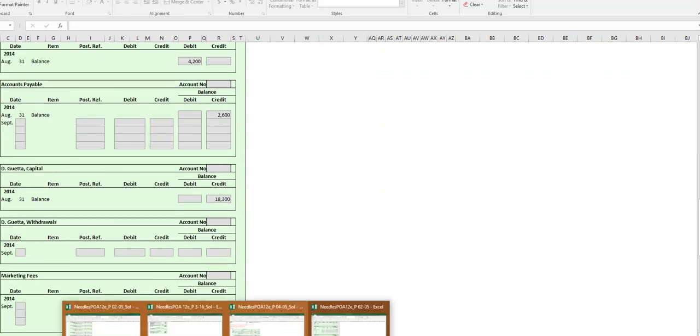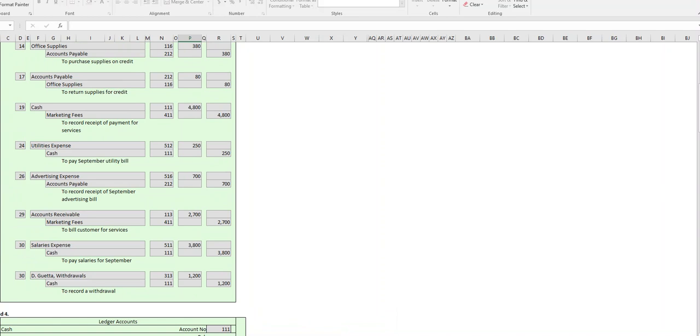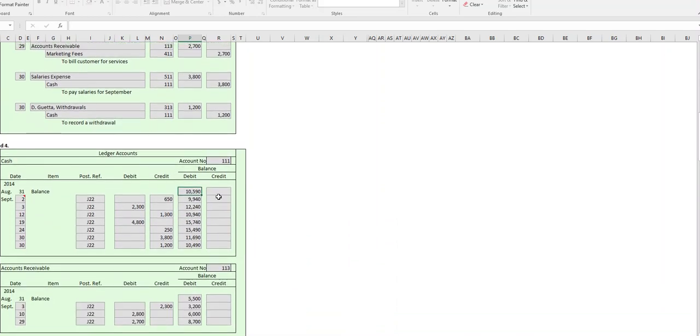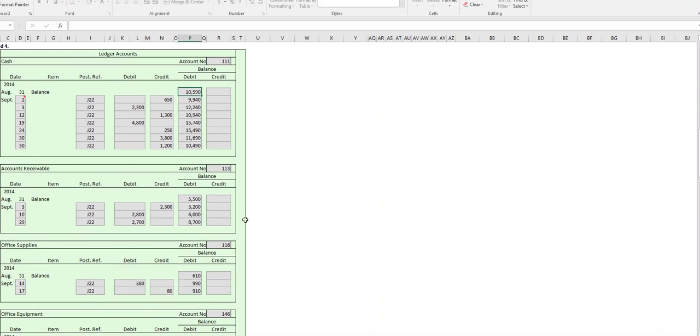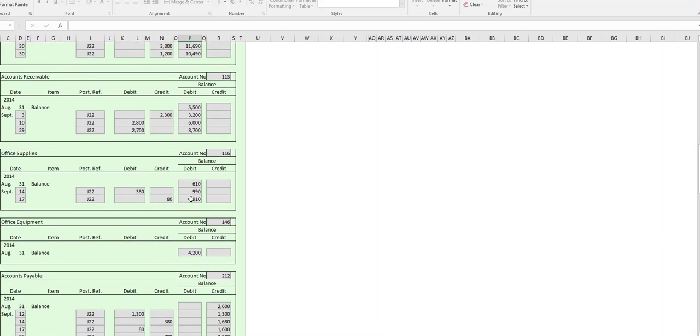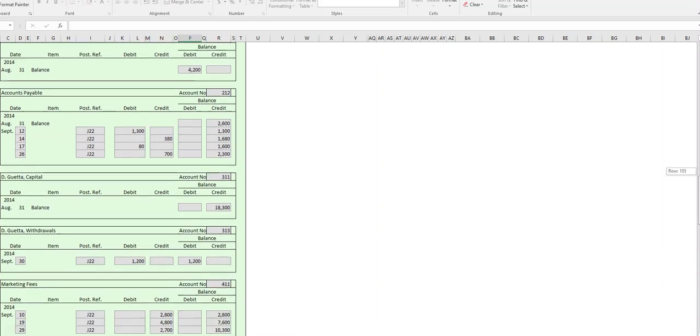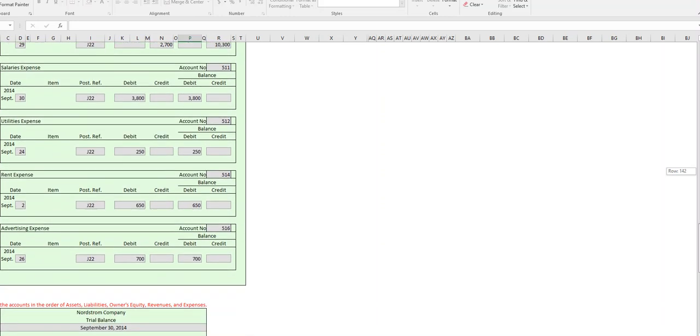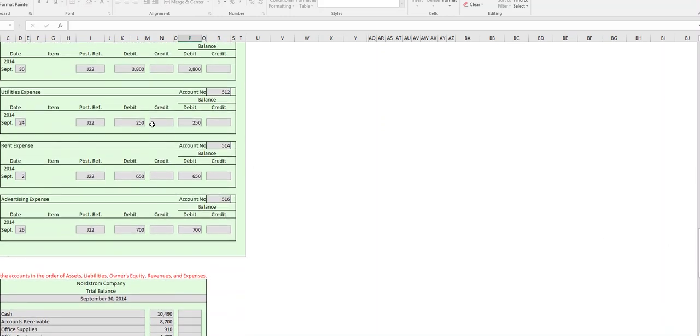All right. So when you get done, this is what your ledger will look like. See that? There's nothing on the credit side. The ending balance of $10,490 in your cash account. Ending balance of $8,700 in accounts receivable, office supplies, $910 worth of supplies, office equipment, $4,200, and so forth and so on. And so that's what it should look like. Notice these are left blank. We don't put anything in them. The ones that we do not use, we leave them blank.